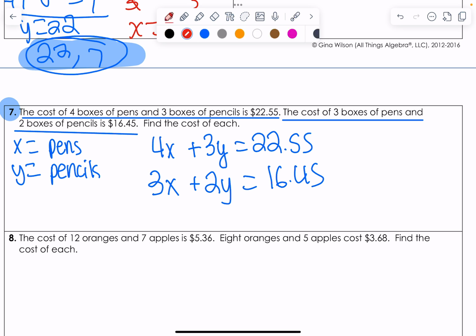So for example, I'm going to choose to get rid of y. Great choice, Mr. Bivens. Why did you pick that? Well, those coefficients are smaller, and so maybe the math will be easier. 3 and 2 is smaller than 4 and 3. That's my logic. So that's what I'm going to do.